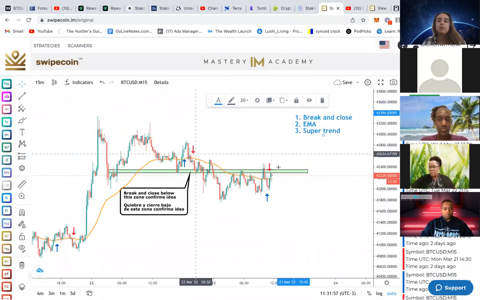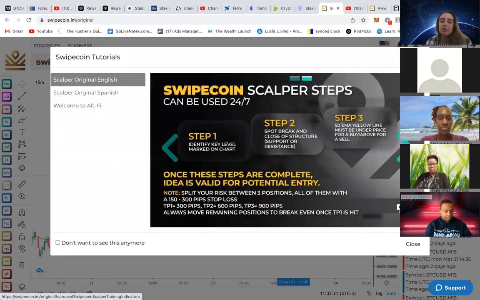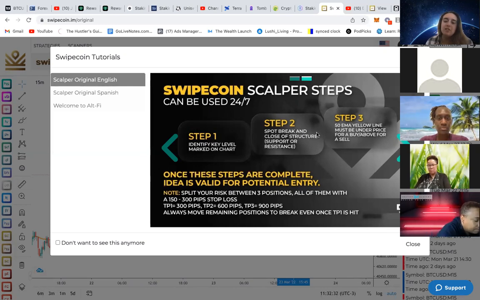Now, when you come into the Swipecoin Scalper, you can always go up here, click on the exclamation mark, and you will see a 4-minute video on how to use the Swipecoin Scalper, right? It just breaks it down and shows you what candles you're looking for and what your confirmations are to enter the trade. You can get that in English and Spanish. And then if you click onto your arrow right here, you can see the 3 steps, right? Step number 1, identify your key level. Step number 2, spot your break and close. And step number 3 is where is your EMA? And now I'm going to take you through the bonus step, which is, of course, your super trend, all right?